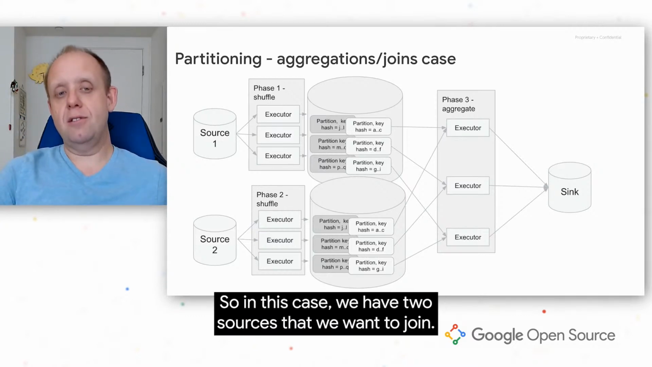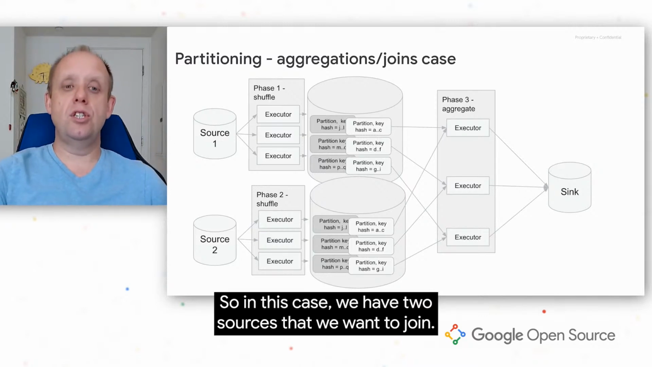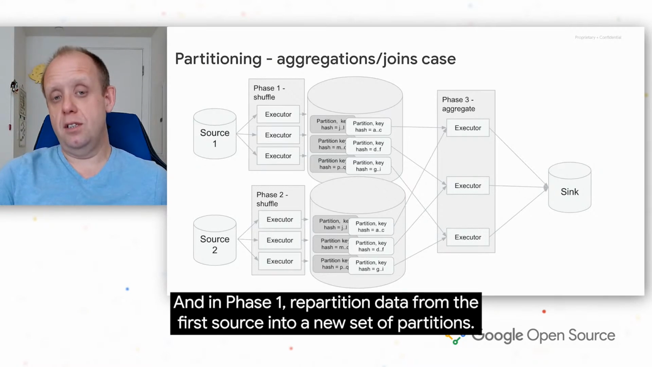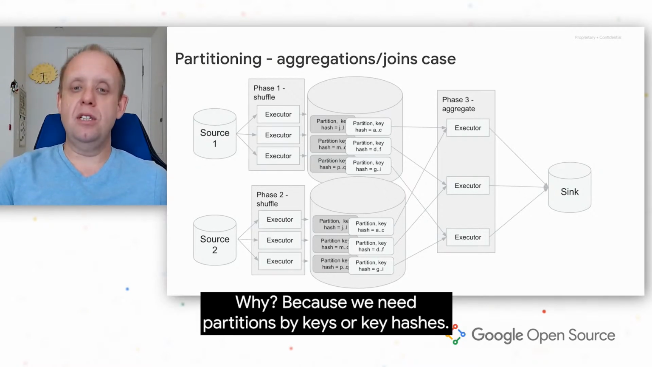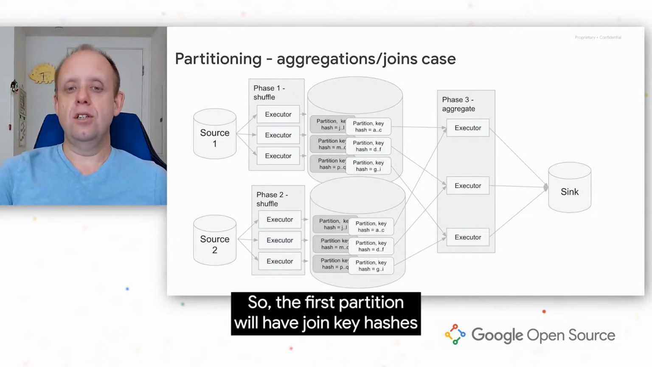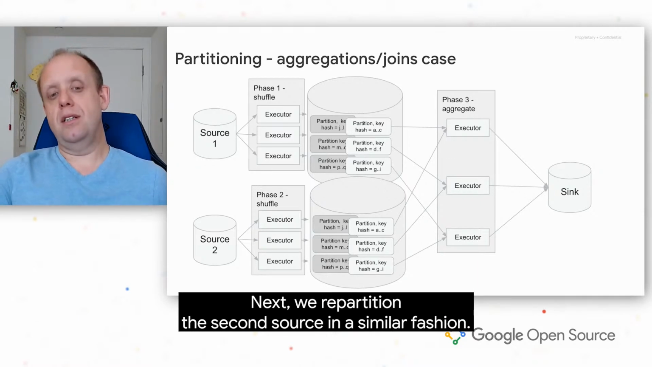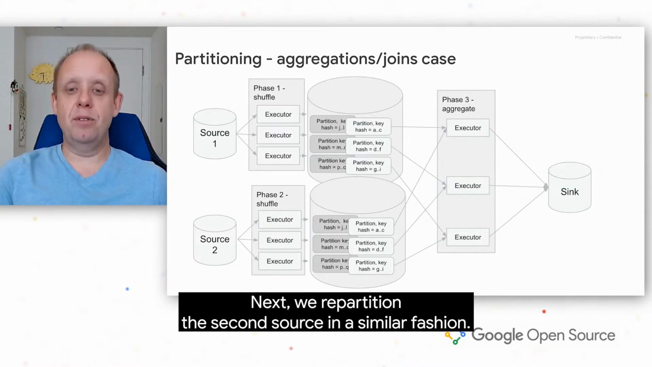So in this case, we have 2 sources that we want to join. And in phase 1, we repartition data from the first source into a new set of partitions. Why? Because we need partitions by keys or key hashes. So the first partition will have join key hashes, say from A to C, the second from D to F, and so on. Next, we repartition the second source in a similar fashion.